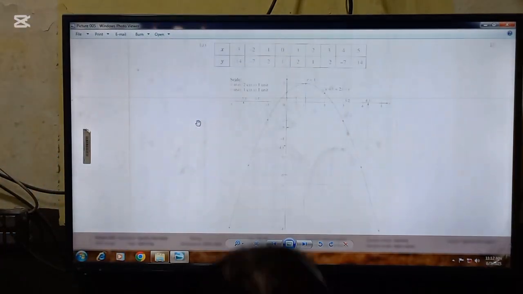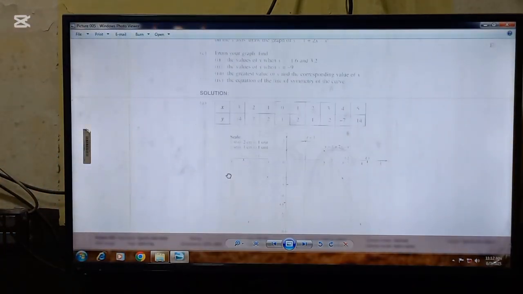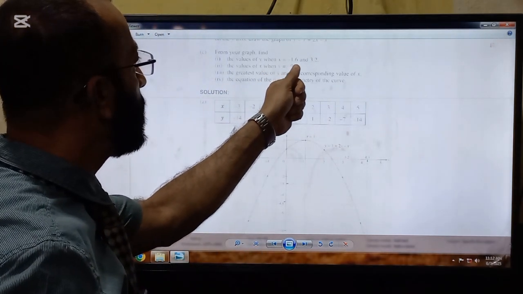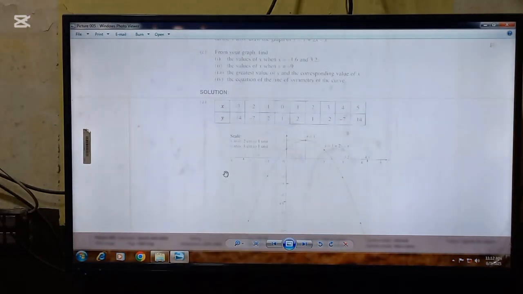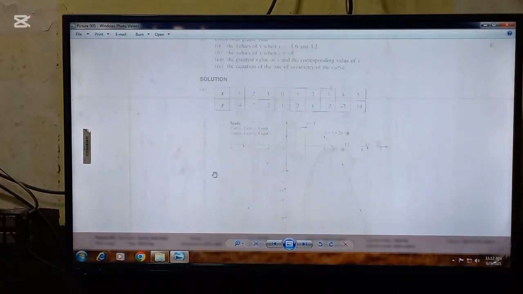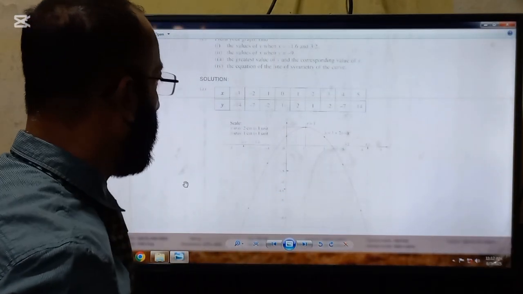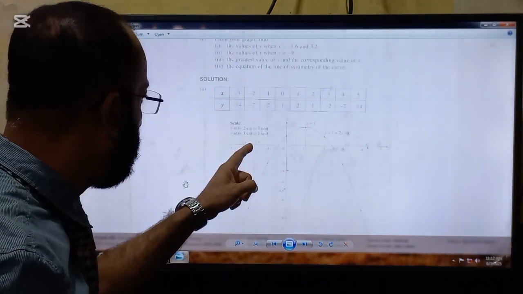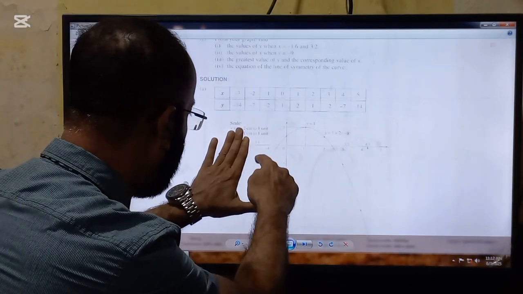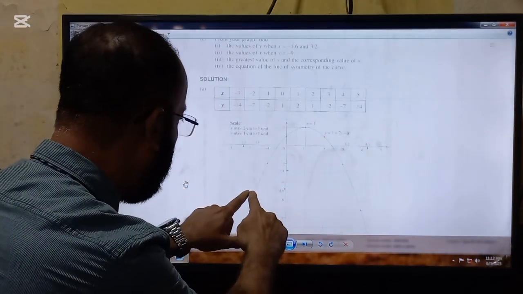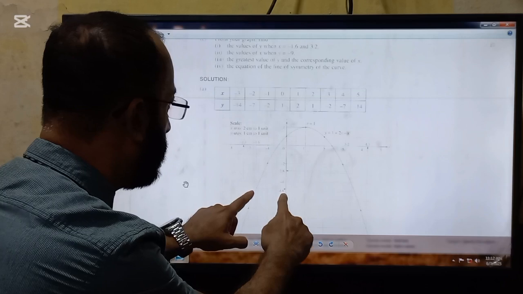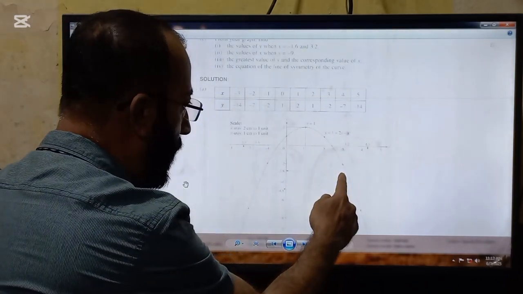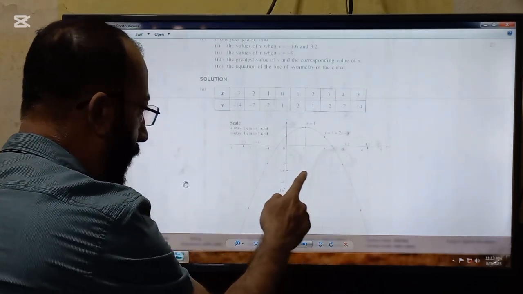And finally, we will solve the other requirements now. So the requirement is the values of y when x is -1.6 and 3.2. So we will locate the values -1.6 and 3.2. So here is the point -1.6. With the help of the scale, we will go to the curve with a dotted line. From there, the value of y will be found. And here x is 3.2. With the help of the scale, we will go to the curve with a dotted line, and from there y will be found.